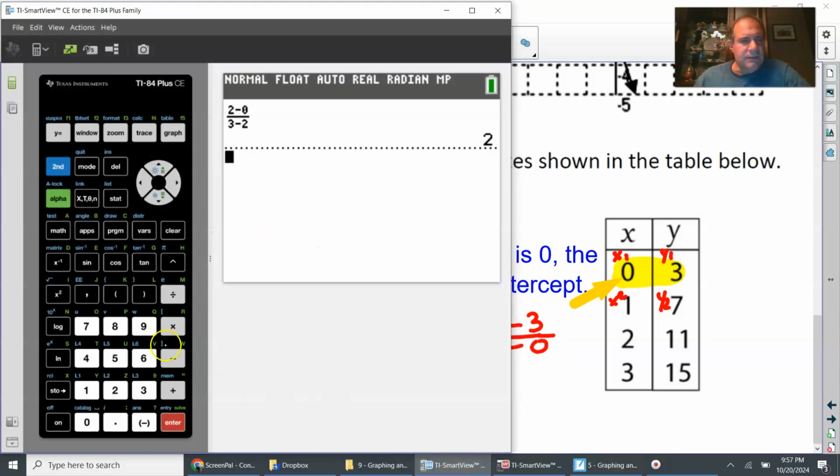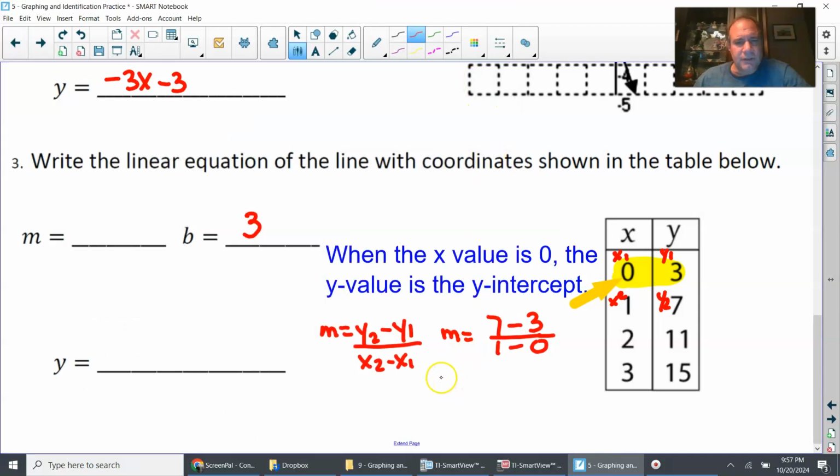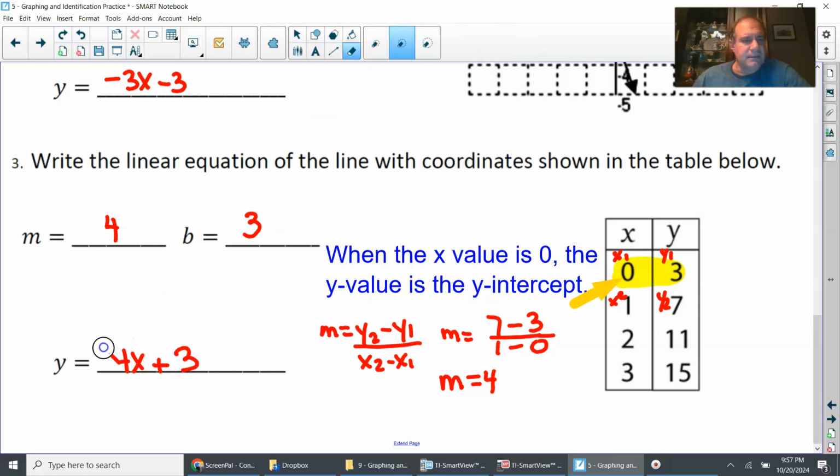Grab the calculator and then press alpha x. 7 minus 3. And then 1 minus 0. And just like that, you have 4 as your answer. So the m is 4. Slope is 4. And the y equals 4x plus 3. And that is it right there. That is a 4, even though it looks weird.